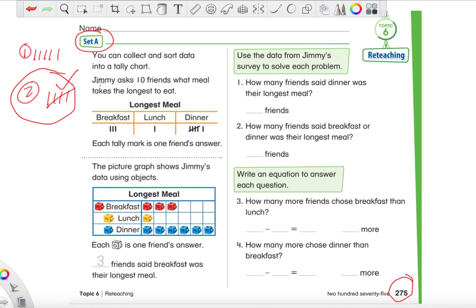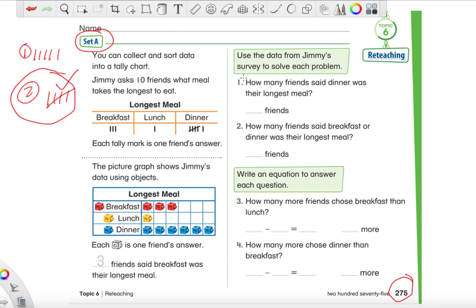Alright, so now that we refreshed that, let's see what this is about. It says, Jimmy asks 10 friends what meal takes the longest to eat. Now, one thing you can do whenever you see a tally chart, if you want to make certain questions easier on you, I would recommend before reading any question, counting each tally mark, and right next to each of them, you write the number. That is something that is optional. You don't have to, but it could save you some frustration later on. Just saying. If not, that's fine too.